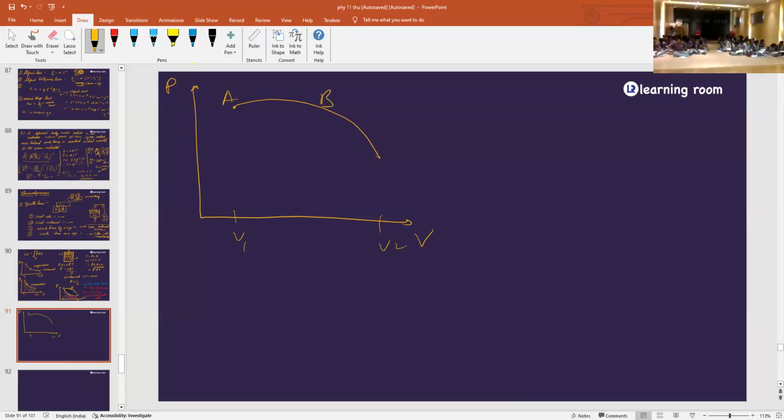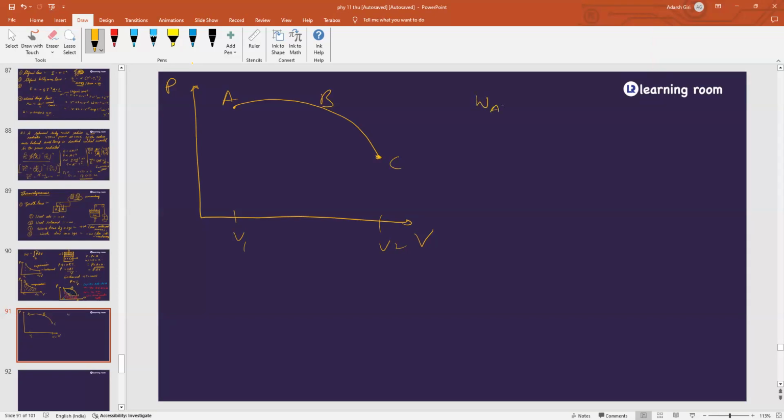So A, B, C, you go under expansion, right? So what will be the work done? Work done of A, B, C will be the area under the curve and the V axis. This is the area. So it will be positive, the area A, B, C, V2, V1, A. Understood? Now, after reaching C, you went back to A like this. So this is called a cyclic process where you reach the initial position.